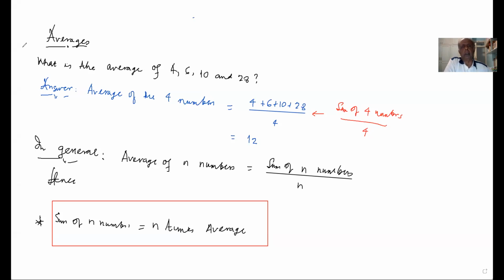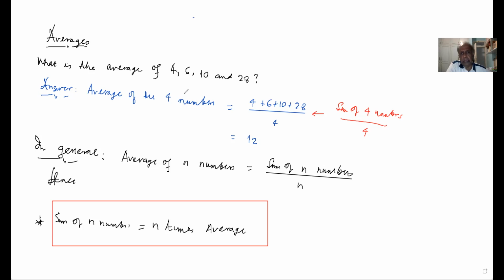We will now move on to some problems concerning averages. Now let's quickly recall what average means. If you look at the first question here, we ask, what is the average of 4, 6, 10, and 28? I think all of you know, to find the average of the 4 numbers, you add the numbers, as we have done here, and divide by the number of numbers, which is 4. And you'll get the answer, which is 12.